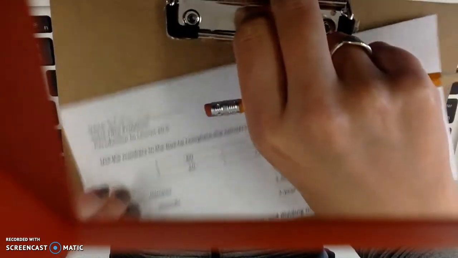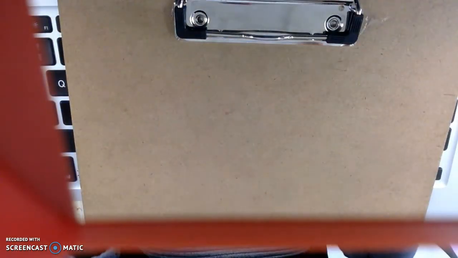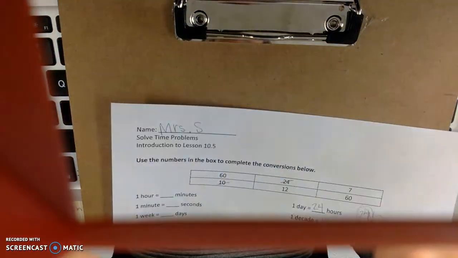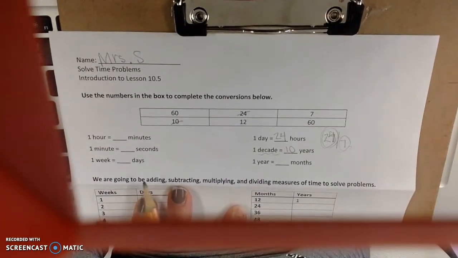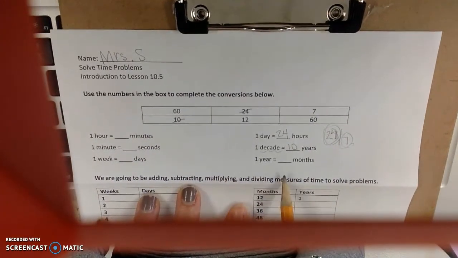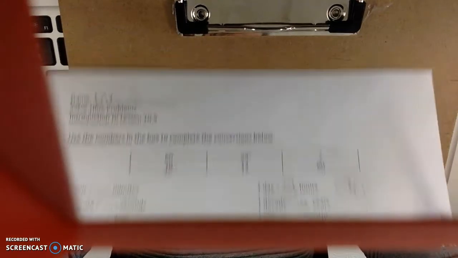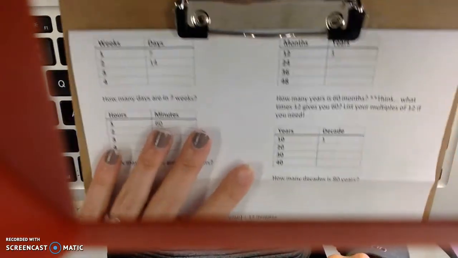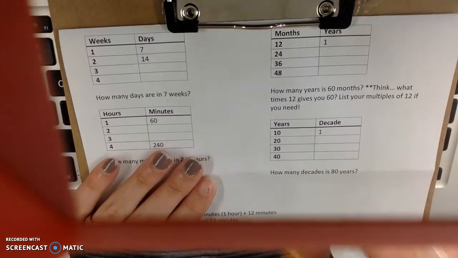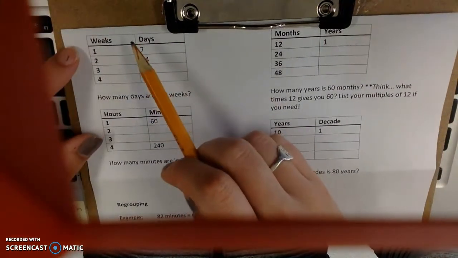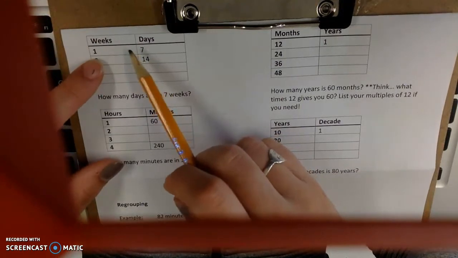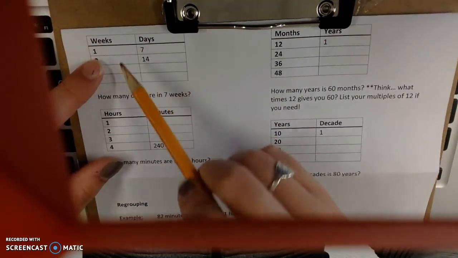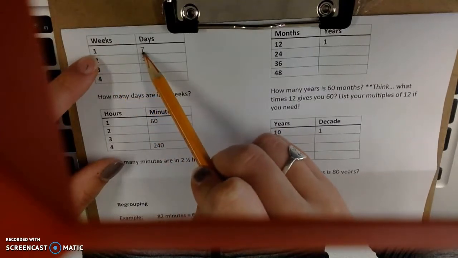What we're going to be doing for this lesson and the next lesson, and it says it right here, is adding, subtracting, multiplying, and dividing measures of time to solve problems. As we look at this, we've got little tables here. When you look at tables, they have a relationship, and a lot of times they have a relationship across. So how do we get from 1 to 7?